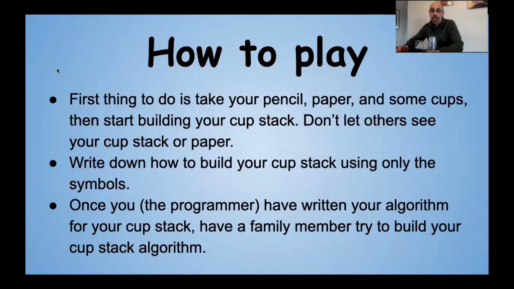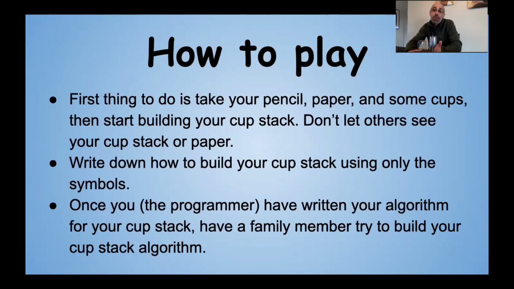So again, how to play. Well, it's gonna take you and somebody else to do this, right? A family member, mom, dad, uncle, aunt, somebody in your house, brother, sister. First thing you're gonna wanna do as the programmer is you're gonna take that pencil paper and some of the cups, maybe all of them, if that's okay, and you are gonna go build your cup stack. Remember, you only get to use those 6 symbols. Don't let the others see, right? If it's gonna be your mom or dad, don't let them see what you're building, okay? Because they're gonna be the robot. So you as the programmer are gonna write down then how to build your cup stack using those symbols. Again, if it repeats, use a loop sign, right? Do the circle around it.